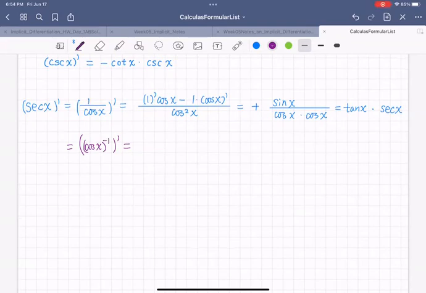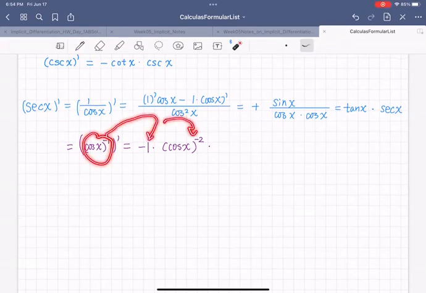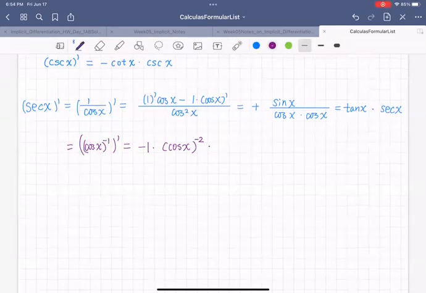You can do it. Negative 1 times cosine x to the power of negative 2, times... Yeah, so the outer layer, you apply the power rule. The inner layer, you will take care of this guy. Times who? Times negative sine x. Good, which is cosine x's derivative.